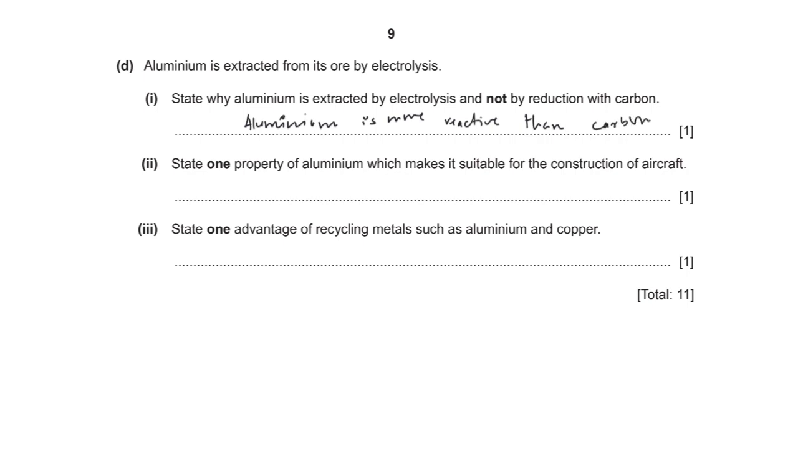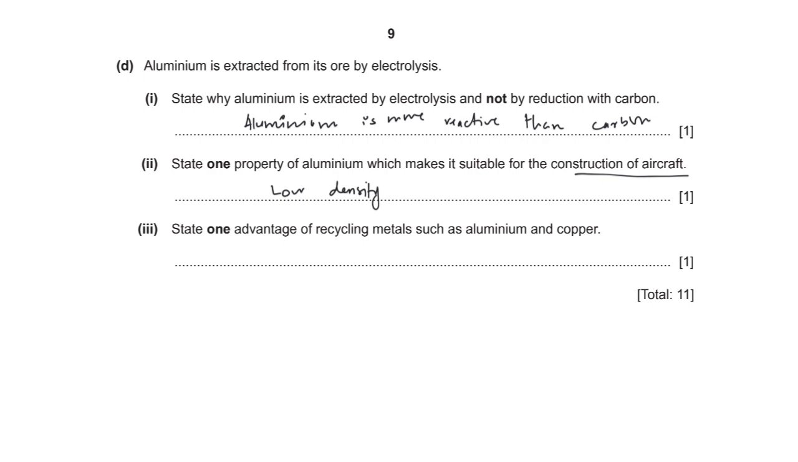State one property of aluminium which makes it suitable for the construction of aircraft. Aircraft have to fly, so they have to have low density, but they still have to be sturdy. So aluminium is used because it has low density. Do not write just low density, you write aluminium has low density.